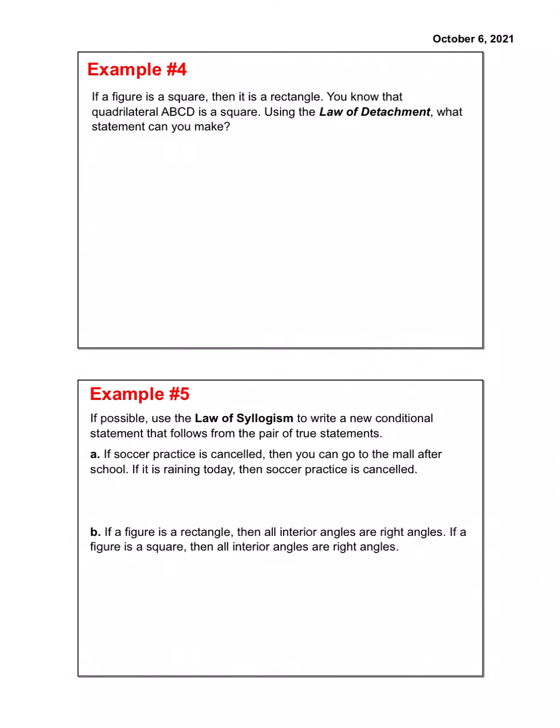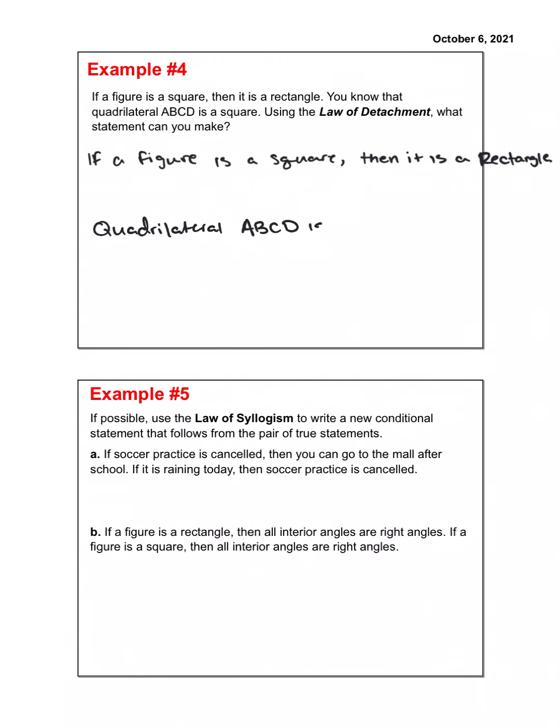Example number 4: if a figure is a square, then it is a rectangle. You know that quadrilateral ABCD is a square. Using the law of detachment, what statement can you make? Here we have this conditional: if a figure is a square, then it is a rectangle. We know that quadrilateral ABCD is a square.